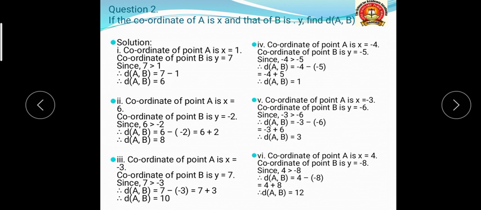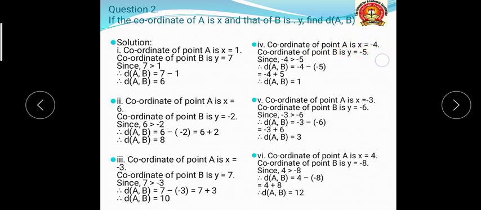Now the coordinate of point A is x equal to minus 3 and y is equal to 7. And therefore 7 is greater than minus 3. Distance of A comma B is equal to 7 minus minus 3, which is 7 plus 3. And the distance of A comma B is equal to 10. Similar way, by subtracting the smaller coordinate from the bigger one.